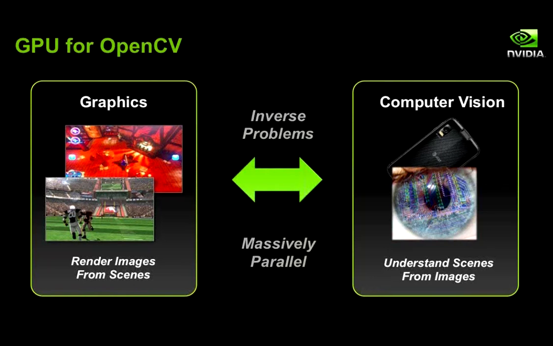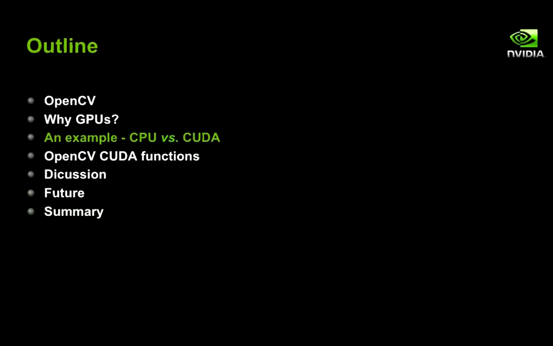The one thing that both these tasks share in common is that many of the problems in computer vision, just like graphics, are massively parallel, in the sense that they involve applying the same operation over and over to a large set of pixels, and hence it makes computer vision tasks very easy and very portable to GPUs. So now I'm going to introduce you to a simple example of how you would write a CPU function using OpenCV, as well as its GPU counterpart using the CUDA port of OpenCV.